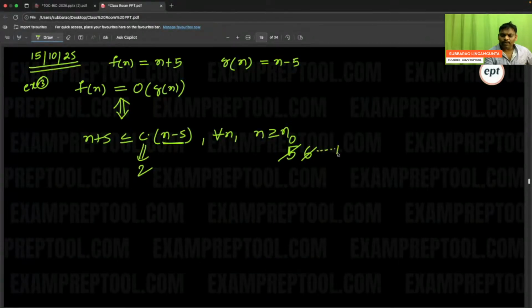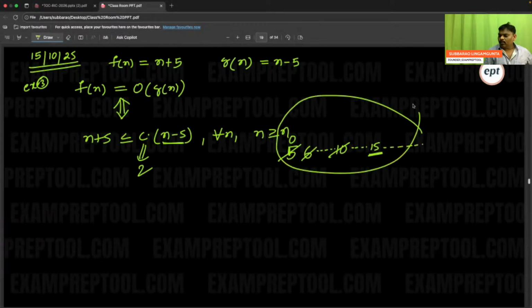Let me try 10. If you take 10, left is 10 plus 5, 15. Right is 10 minus 5, which is 5, 2 into 5 is 10. Left 15, right 10. I think it is also fail. Let's try 15. Left is 20. Right is 15 minus 5, which is 10, 2 into 10 is 20. I think 15 onwards working. If you take 15, left 20, right also 20. From now onwards, guarantee it will work. So 15 onwards. N0 means the starting n value from where this relation holds good.